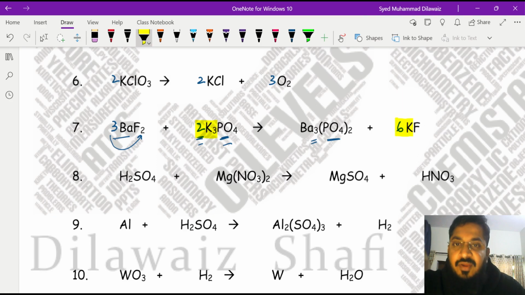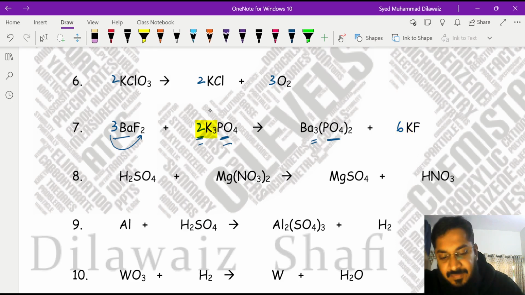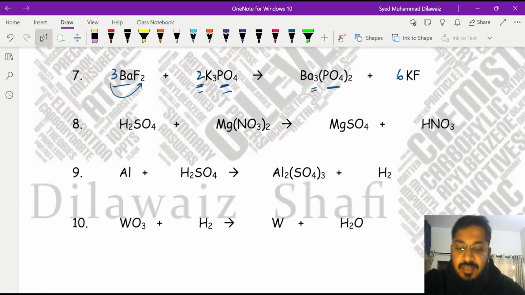So this is why I prefer you guys to go with balancing ions. It helps you a lot because when you're balancing the equation, you don't need to worry about all the positive and negative ions or components of the equation. Some you balance, and the rest of them actually get balanced by default. So this is the science. Well, this was equation number seven, and moving on to equation number eight.